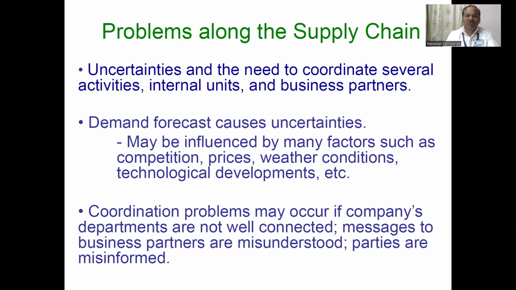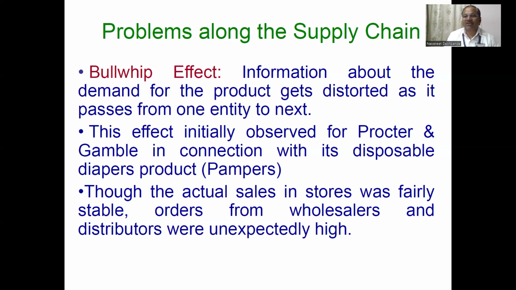resilience. So it may be influenced by various factors such as competition, it is affected by prices, it could also be affected by weather conditions, and an ongoing process, which is nothing but the technological advancements and developments happening in the field. The coordination problems may occur if the company's departments are not well connected, or rather they're disconnected from the ground market. So messages to business partners are often misunderstood. In order to overcome them, the parties have to overcome the problems of the supply chains, essentially the misinformation which is creeping in through various sources.